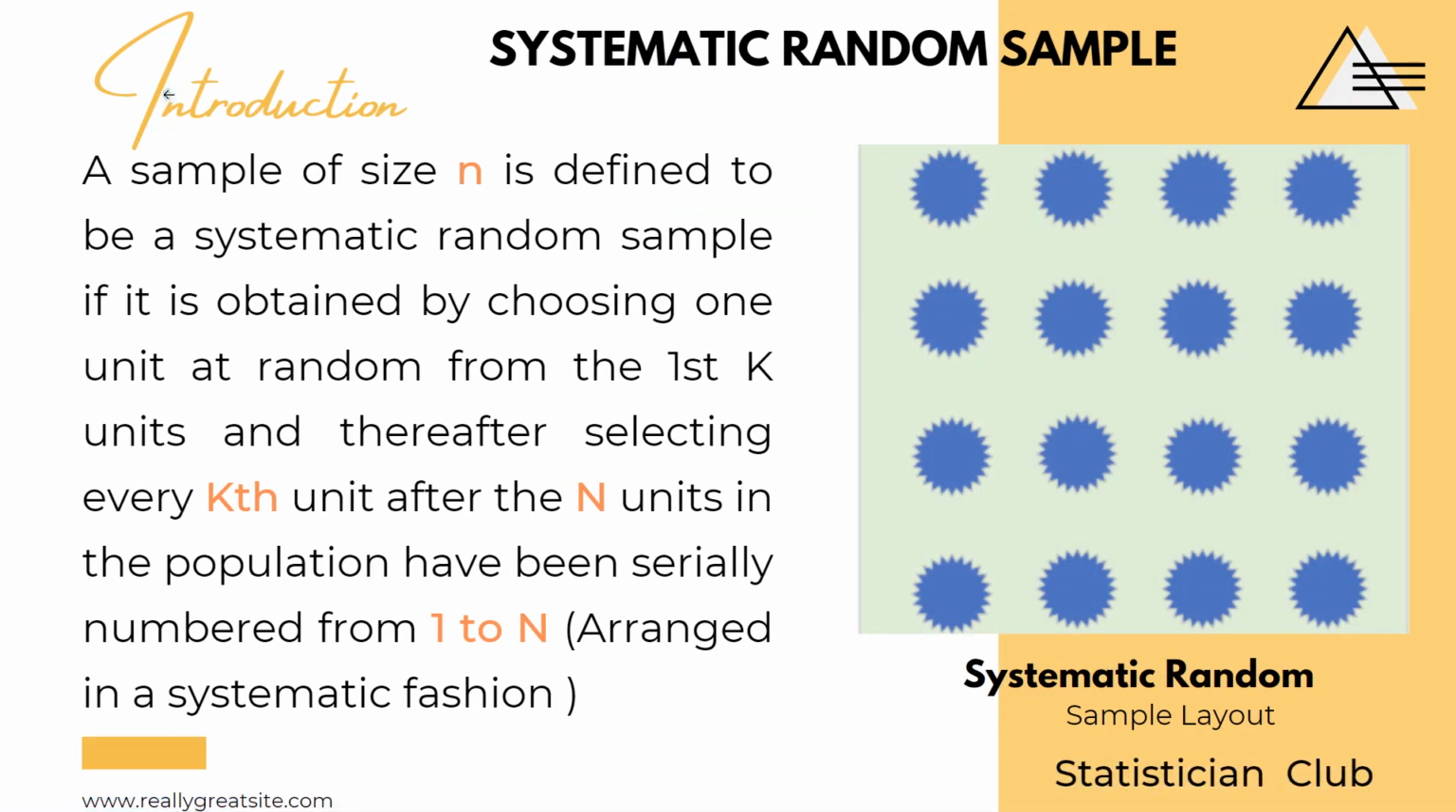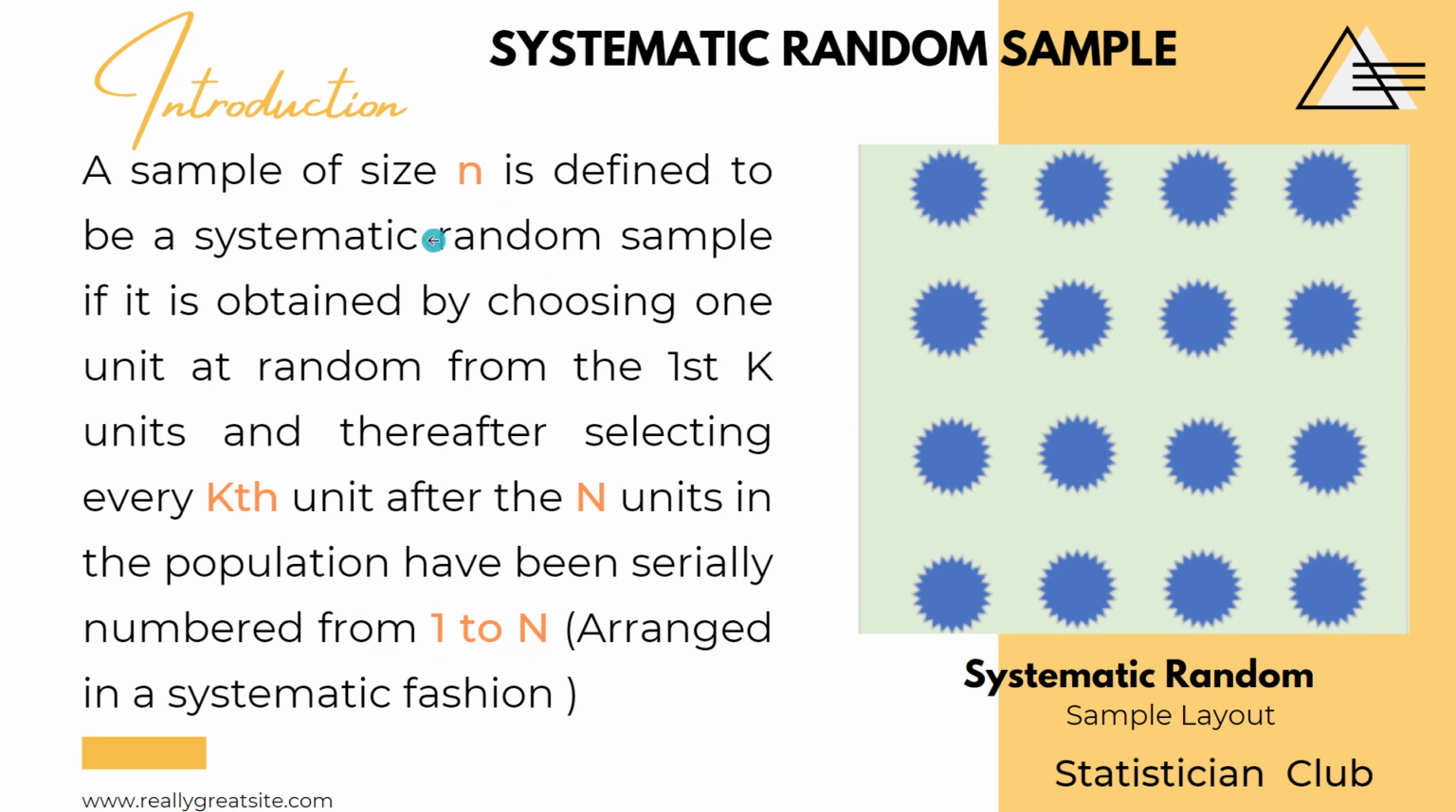Introduction: systematic random sample. A sample of size n is defined to be a systematic random sample if it is obtained by choosing one unit at random from the first k units and thereafter selecting every kth unit, after the capital N units in the population have been serially numbered from 1 to N.